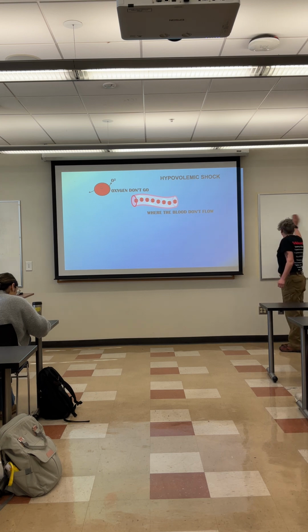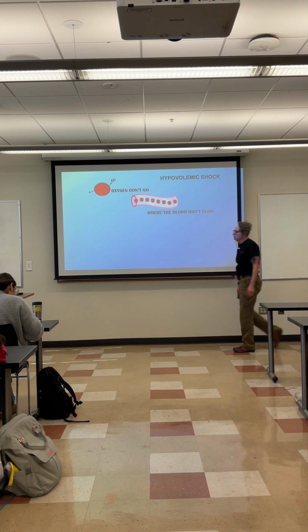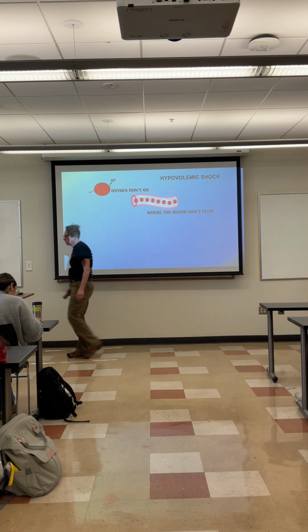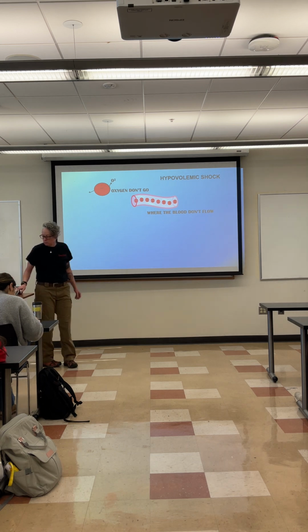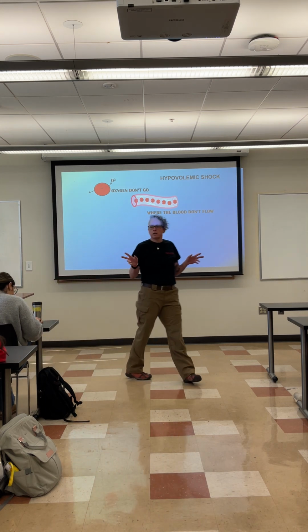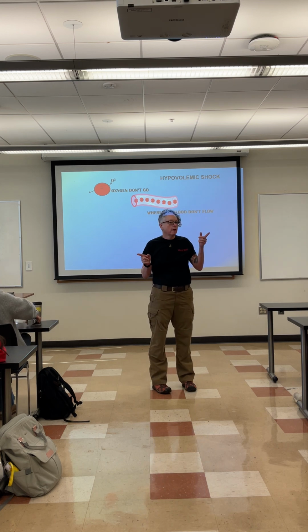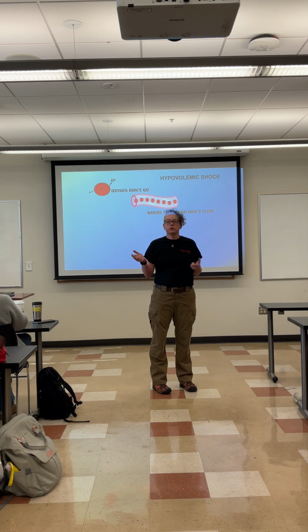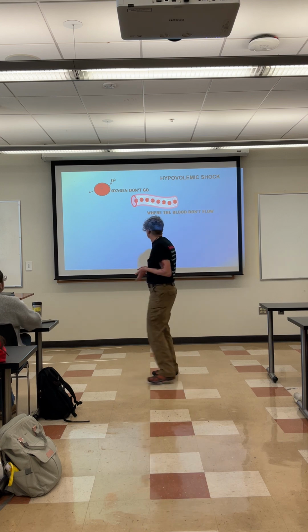So, we talked about two different kinds of shock already. What are they? Hypovolemic, cardiogenic, which is the pump, right? You can't do it without your heart. Hypovolemic is broken up into two different types. What are they? Hemorrhagic and non. You're either bleeding or you ain't.